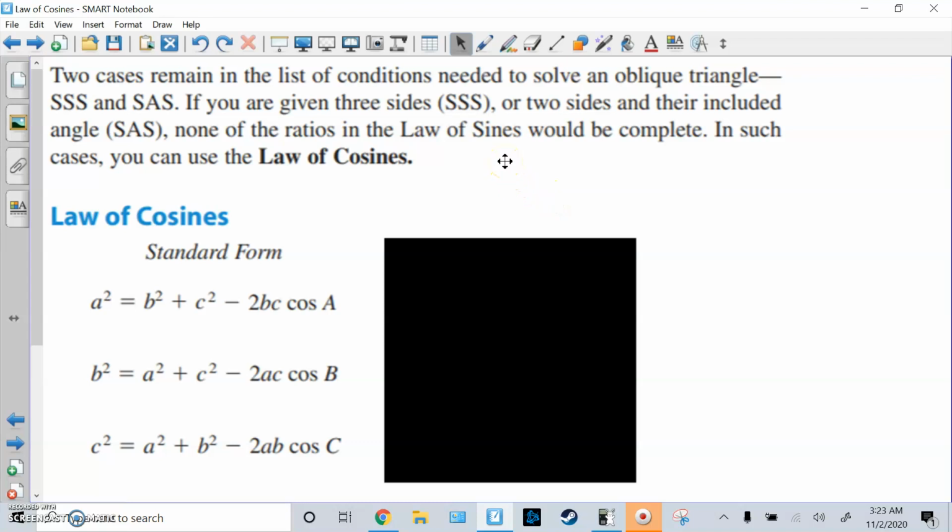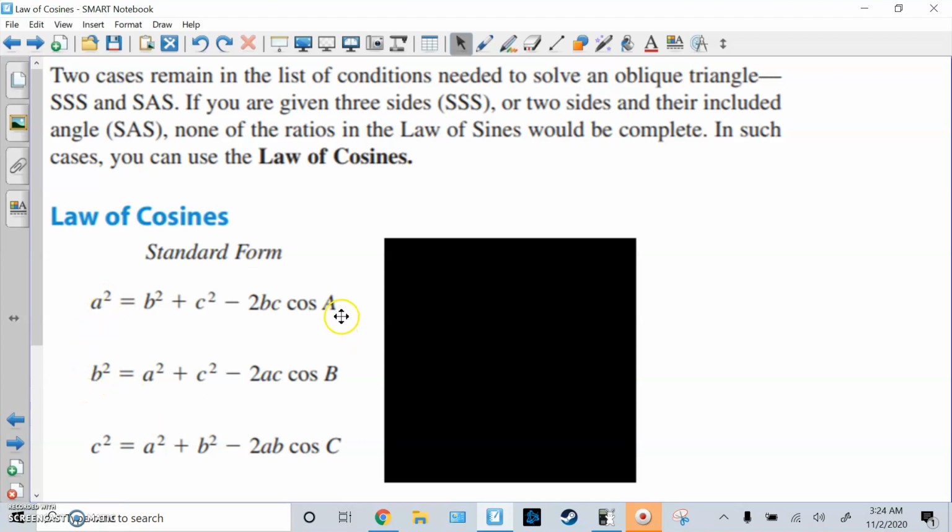We cannot finish any of the fractions. So if we can't do that, we use the law of cosines. It's a straightforward formula where you get a squared equals b squared plus c squared minus 2b times c times cosine of A. It's kind of like the Pythagorean theorem, but you subtract 2 times the two things on the same side times the cosine of whatever letter is on the left side.